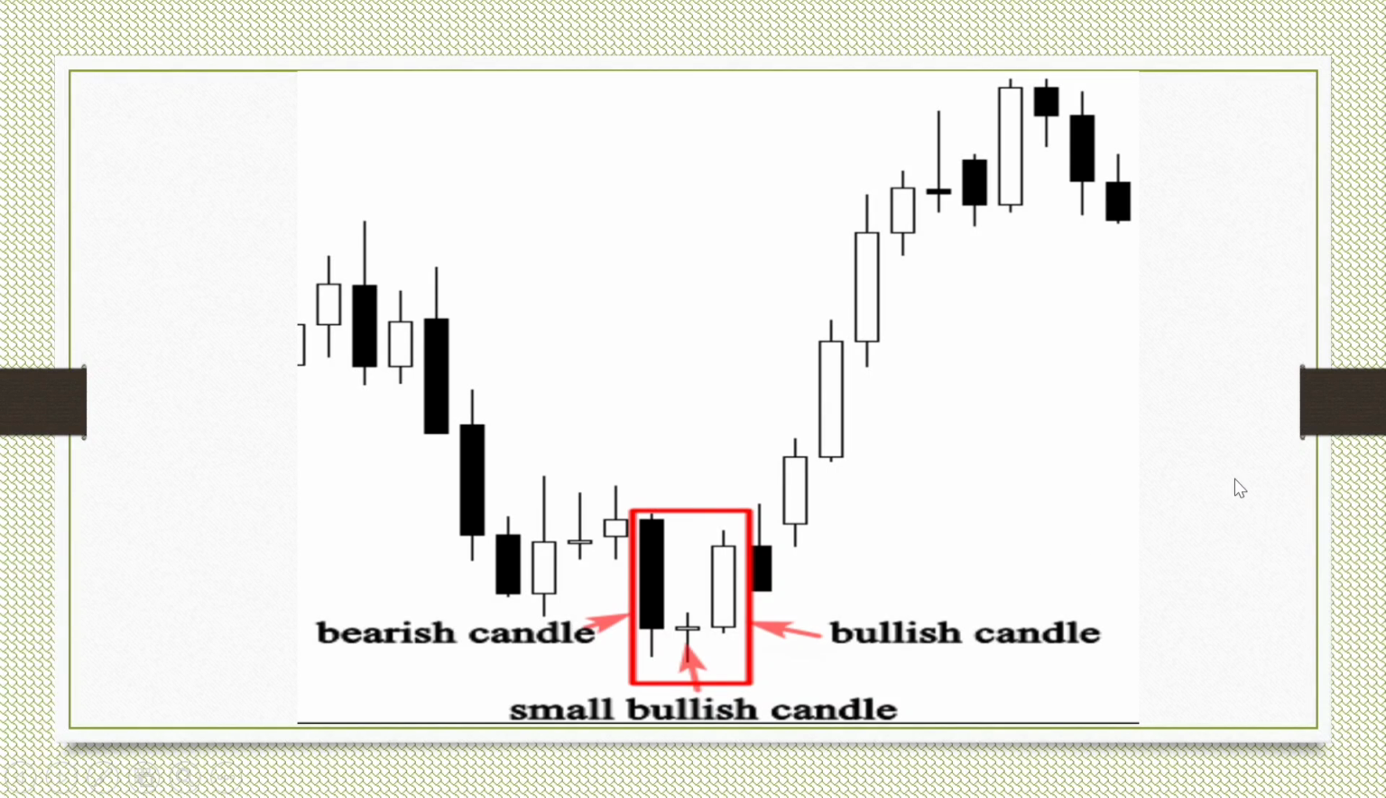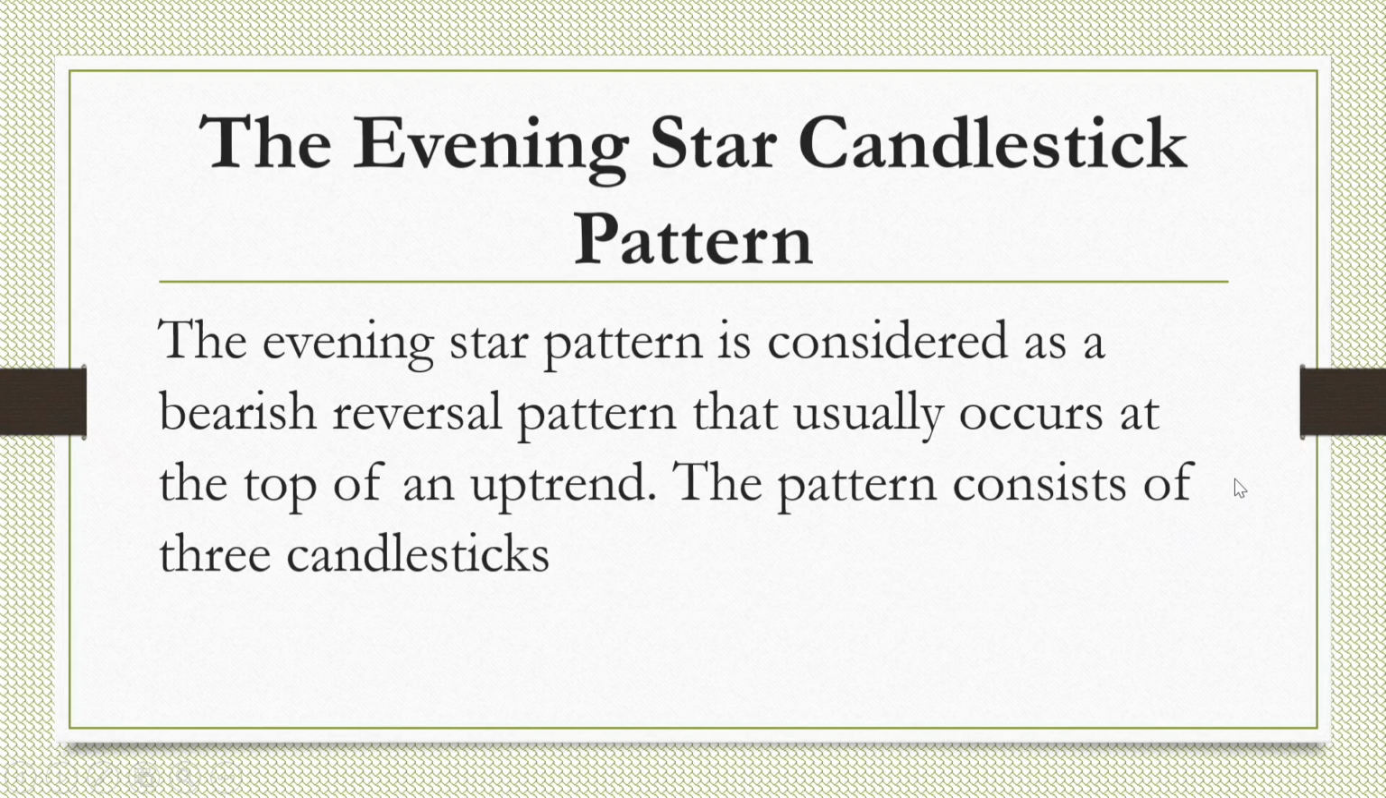And the next on our list is the evening star candlestick pattern. Now this is just the opposite of the morning star candlestick pattern. Since the morning star candlestick forms at the bottom of a downtrend, this evening star candlestick pattern forms at the top of an uptrend, thereby causing price to reverse from an uptrend to a downtrend. Now let's just read what it said.